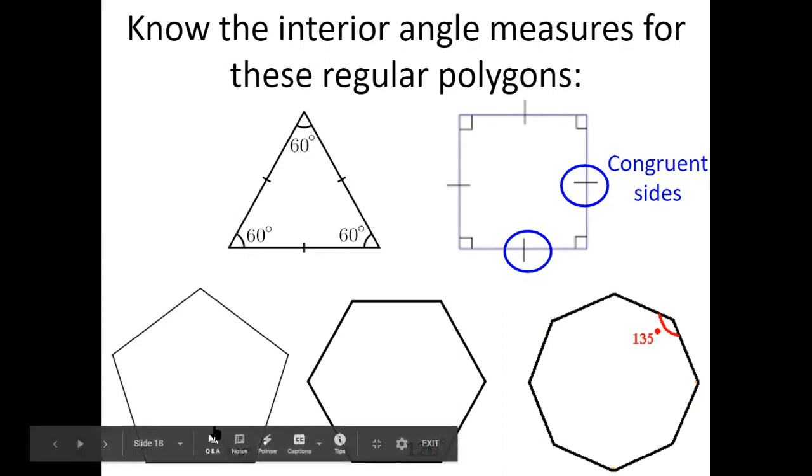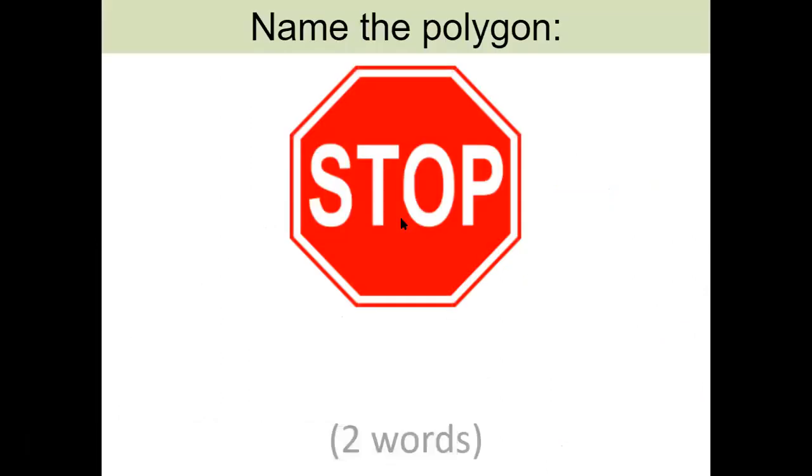Now we look here again, and we can tell that that's 108 degrees. This is 135 degrees. You guys have the slides, okay?